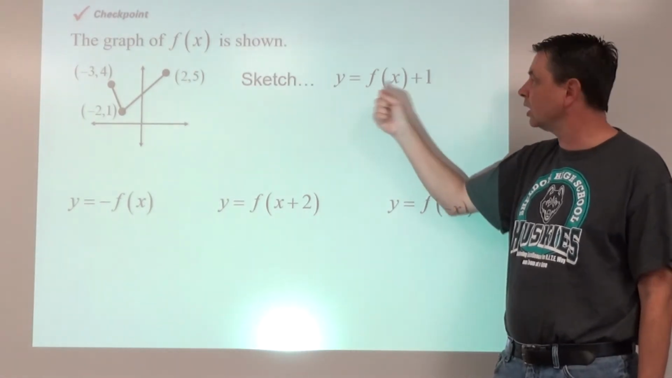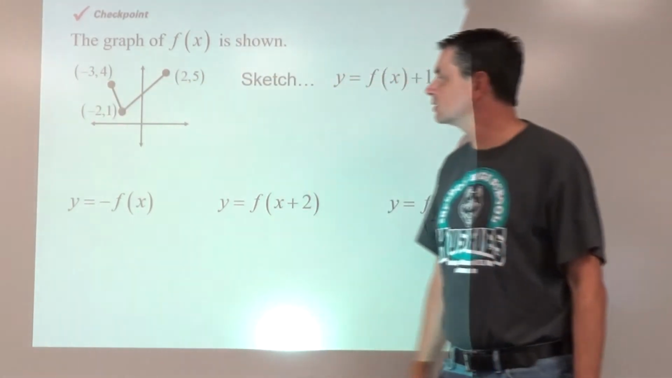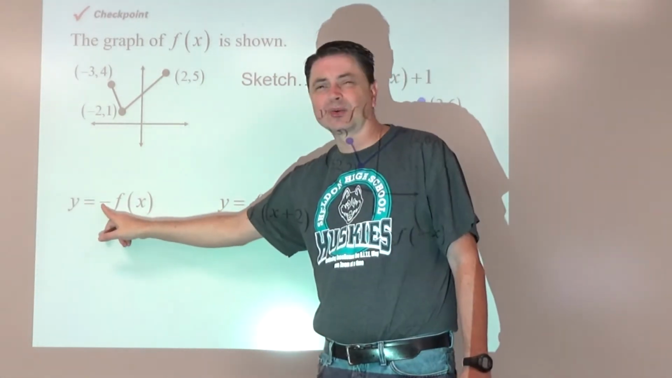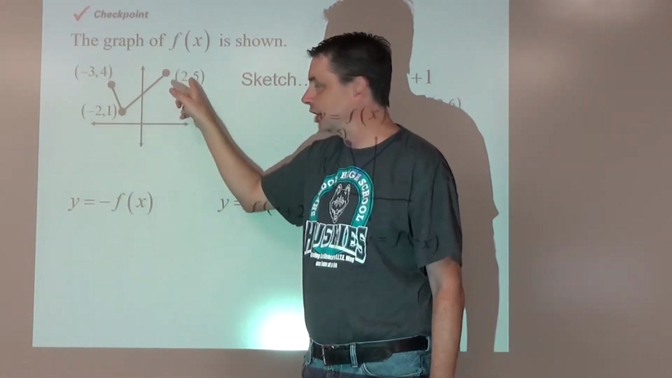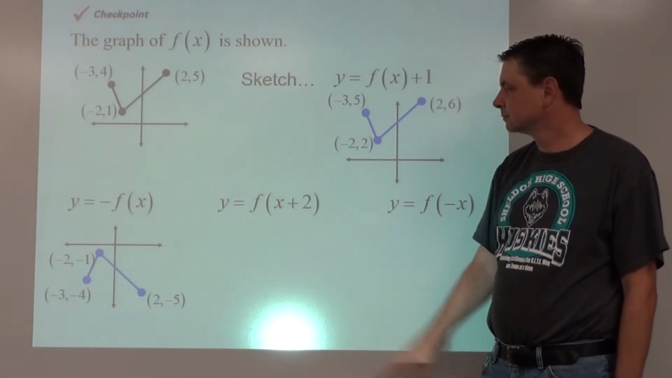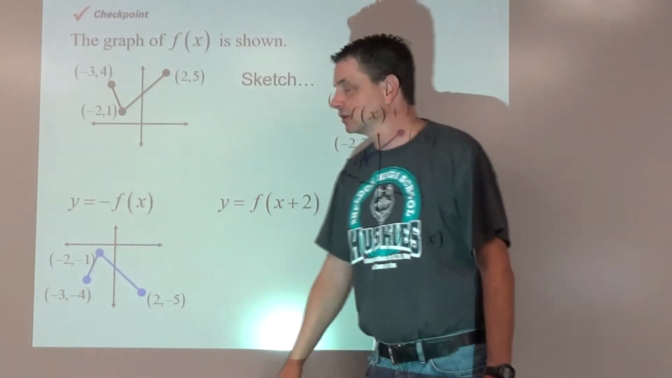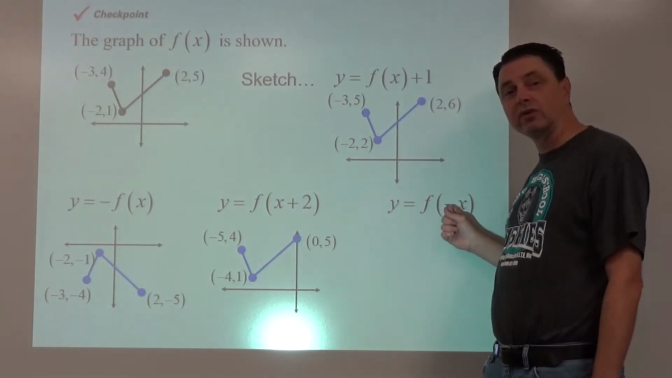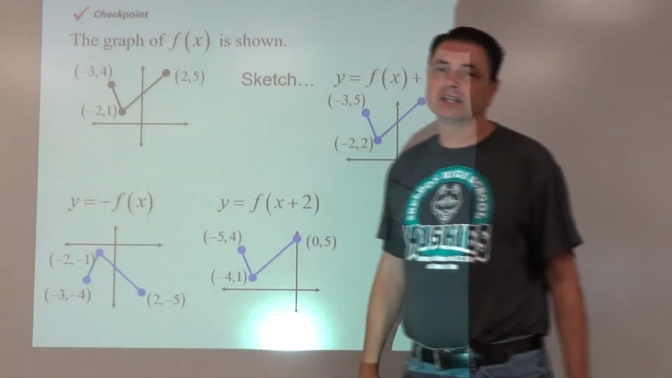All right, so starting with this one, we're going to shift up 1. What we're going to see is that's going to change all the y coordinates. Second one, we're going to reflect across the x-axis, and that's going to change the y-coordinates. We're going to shift left 2. That's going to change the x-coordinates. And our last one, we're going to reflect across the y-axis. It's going to change the x-coordinates.